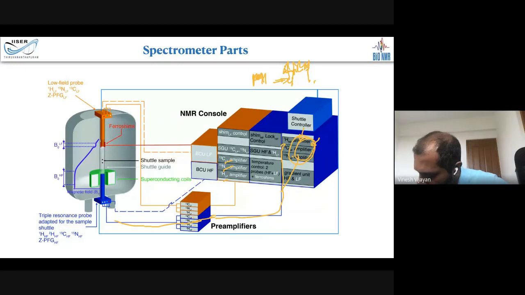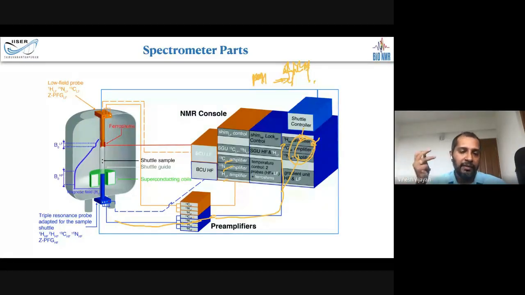Anyway, so you go to the preamplifier. Now, in a normal case, when you are applying a pulse, this preamplifier doesn't do anything. It just opens up and then it feeds to the probe. Now, the probe also has different knobs. For carbon-13, there is a coil. There's 15N. Usually, carbon-13 and 15N are the same coil. Proton will have a different coil, and deuterium will have a different coil.